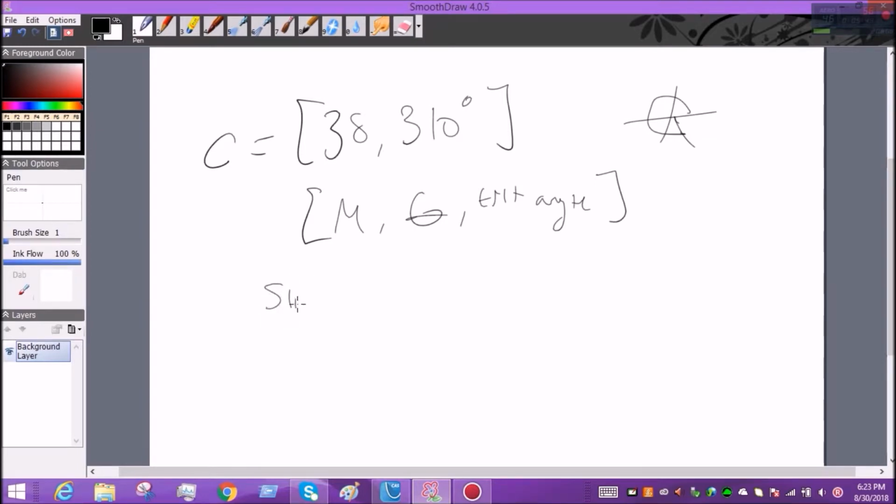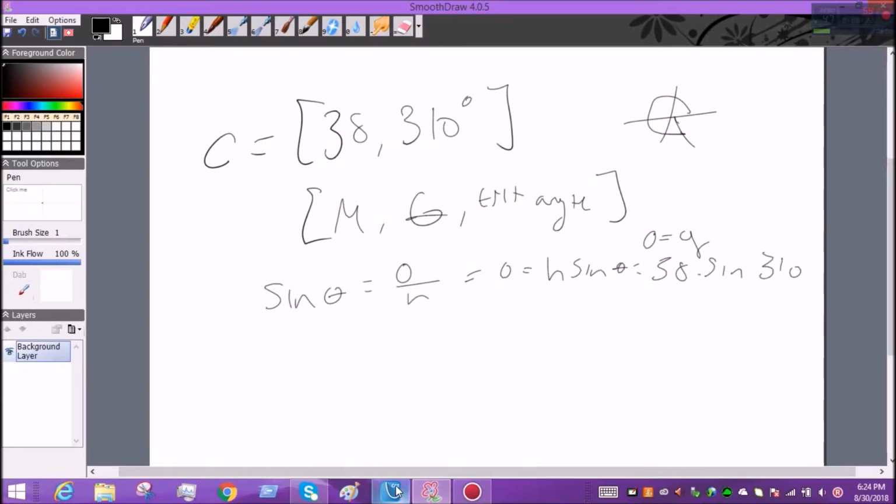So sine of theta equals opposite over hypotenuse, right? We know the hypotenuse is 38, so the opposite, which equals y, equals h sine of theta. Right now we can solve because we have our h. That's our hypotenuse, our magnitude, 38. So this equals 38 times sine of theta. Theta is 310, so 38 times sine of 310.